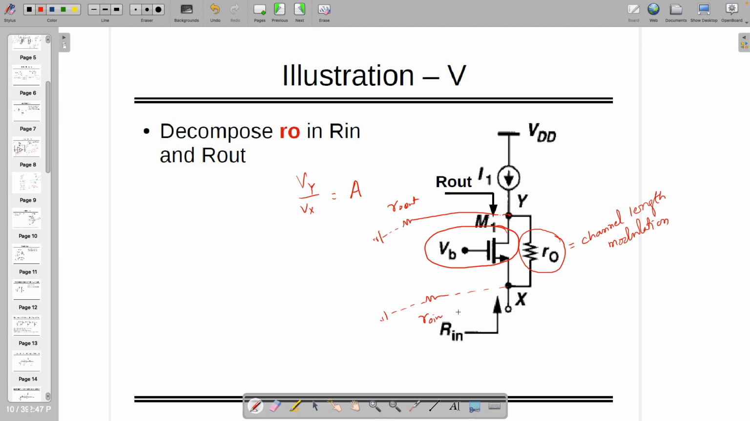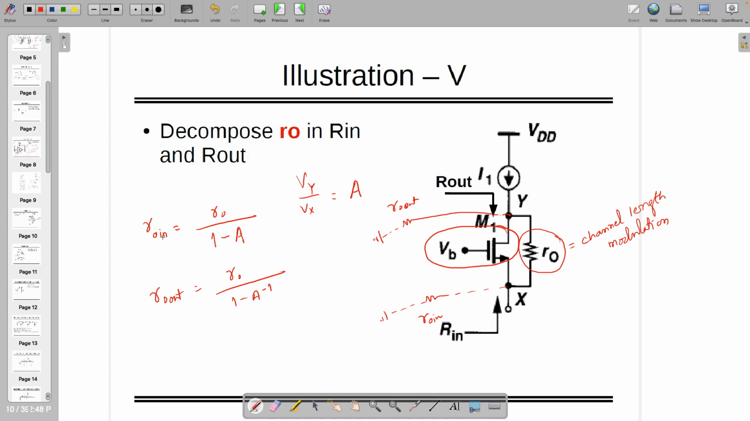I'm decomposing RO in two different sides. So what is RO in? RO divided by 1 minus AV. Okay, A, we defined it as A. So not so difficult. Whatever RO out, AV, A. Now replace that A with the gain. I'm not giving the answer. It's very simple.